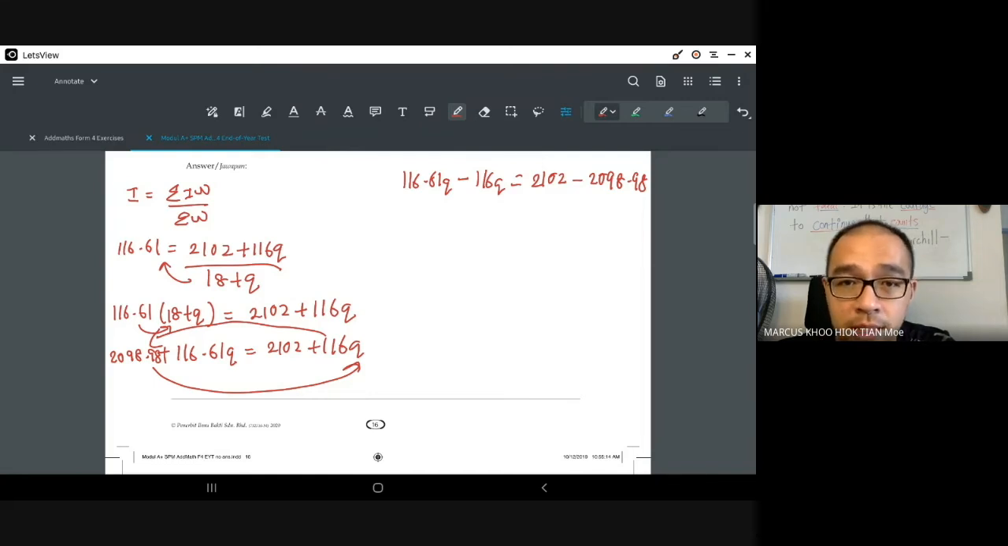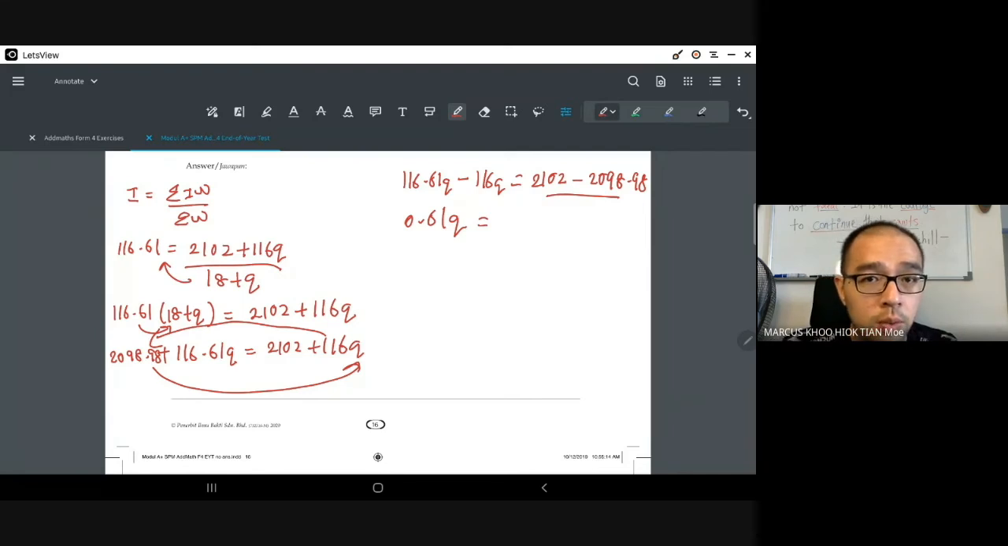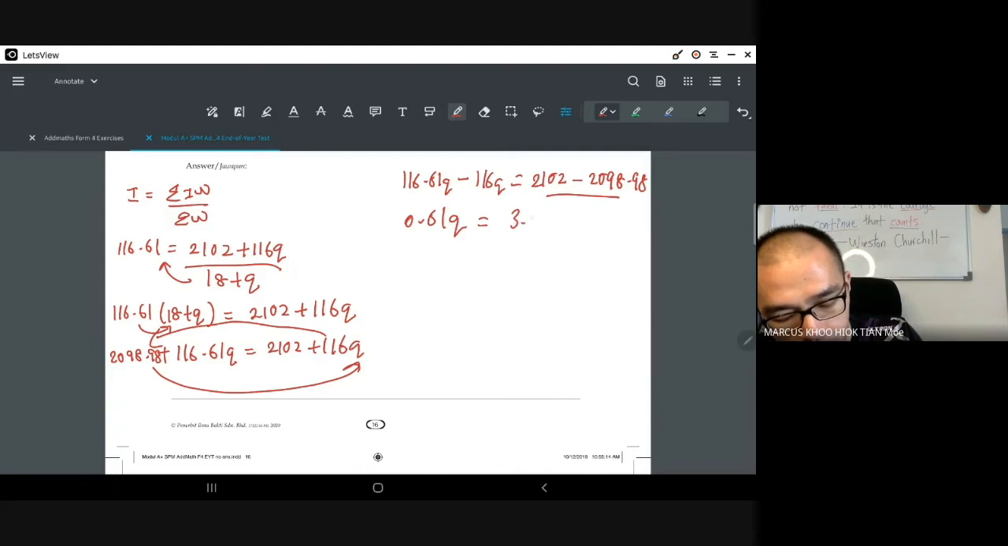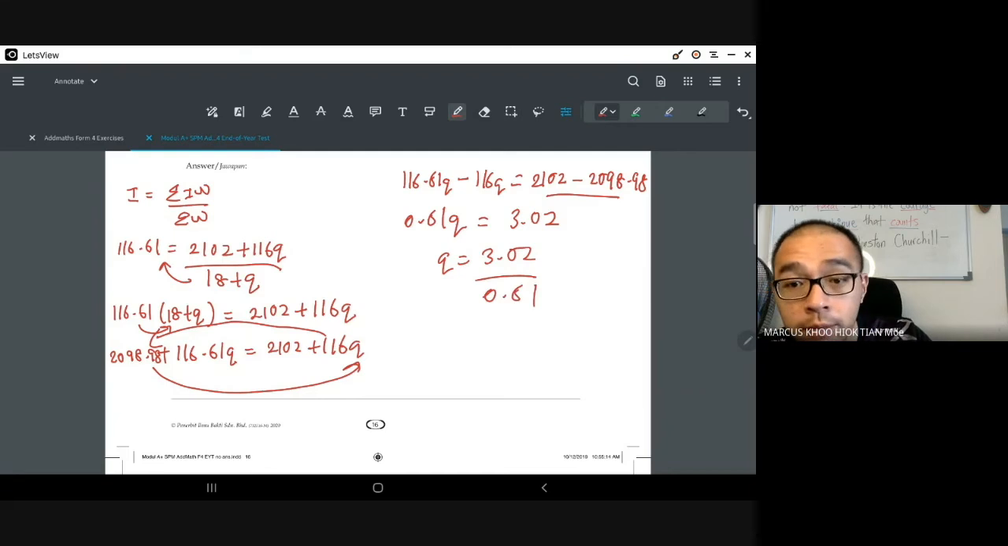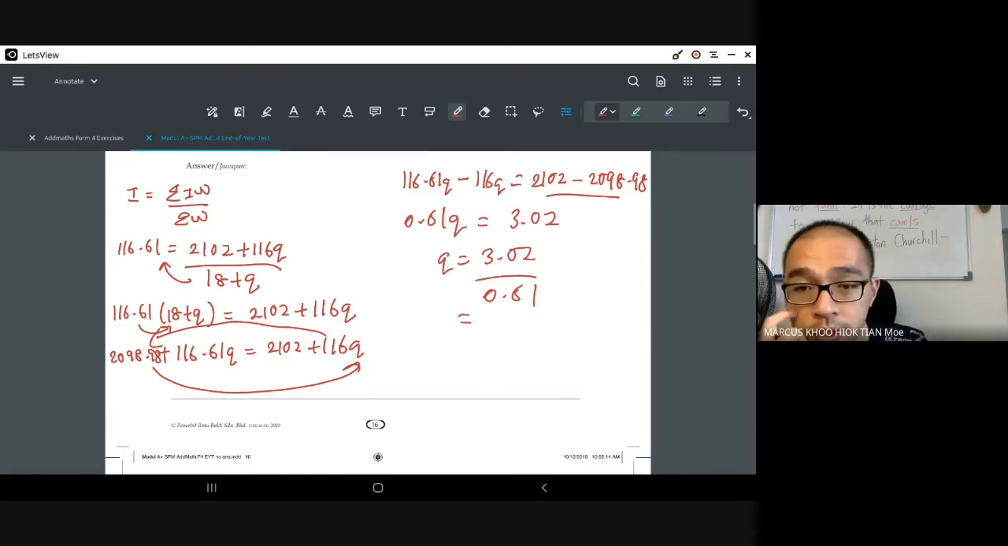Okay, Charlotte, can you please calculate for me this one, the 2102 minus 2098.98 on the right side? This one is 0.61Q, this one I know. Okay, on the right side, please, Charlotte. 2102 minus 2098.98. 3.02, okay? So 3.02 over 0.61, Yvonne, please. 3.02 divided by 0.61. Are you sure? Yeah, 4.95. Okay, so Q is 4.95.